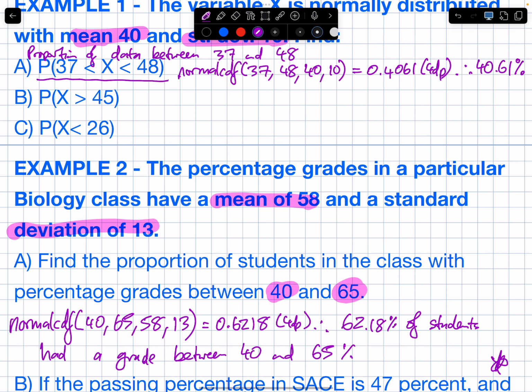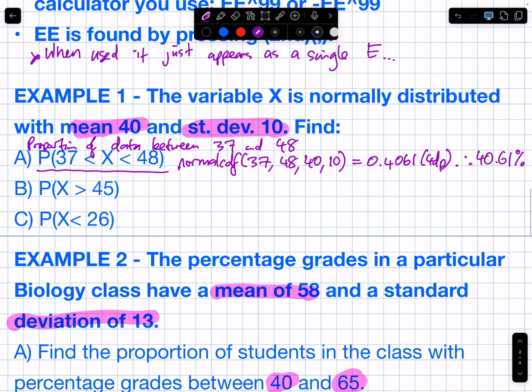Why did we skip? Let's just have a look at this one here, B. What is that asking me from the proportion of the data? What does this symbol mean? Is that greater than or equal to, or greater than, or is it less than? Greater than, because the opening is at the data. So this question is asking me proportion greater than 45. I know how to use the calculator.